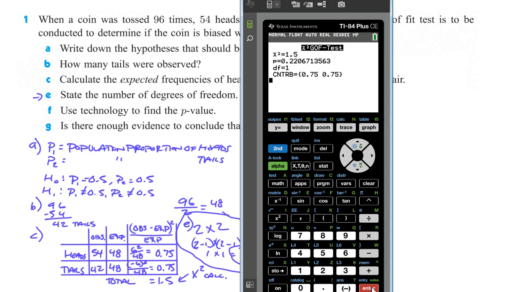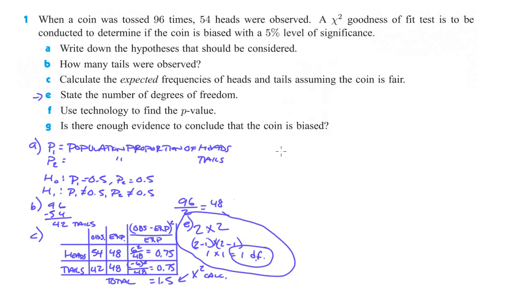We push enter, and there's our chi-squared value, just like we came up with over here. Especially with something with as little data as this, chi-squared is probably just as easy or easier by hand than on the calculator, but it's a nice way to check. Also, this does part F for us, which says use technology to find the p-value, which we just did, is 0.221, let's call it. So that's going to be F.